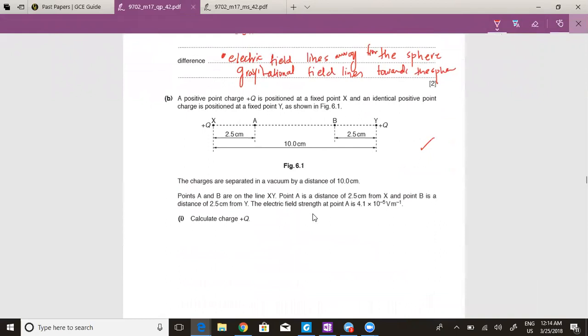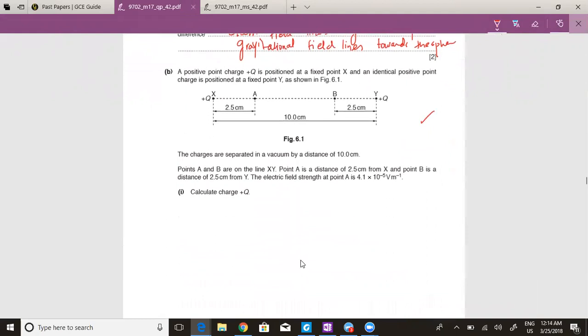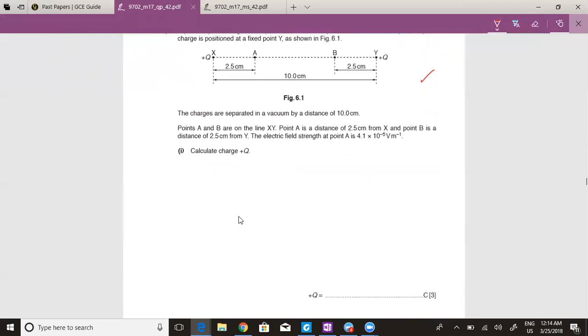Let's move on. We have a charge Q and 2 points A and B, separated by a distance of 10. We are given the electric field strength at point A, so let's calculate the charge. So what is the electric field strength? E equals Q over 4 pi epsilon naught R, so this is Q from point X.